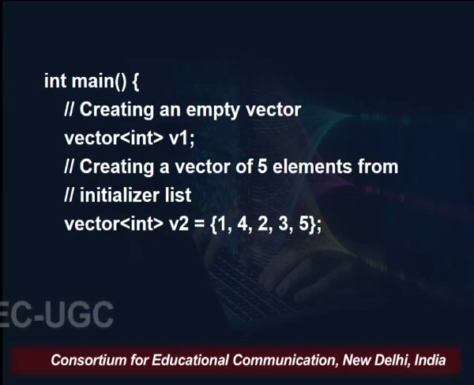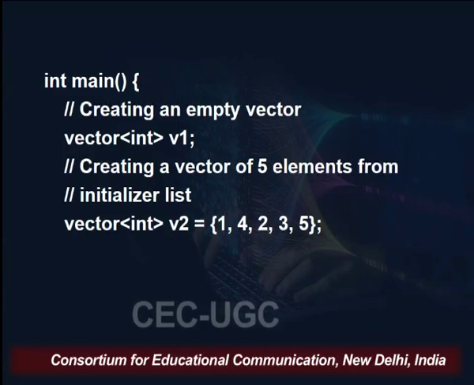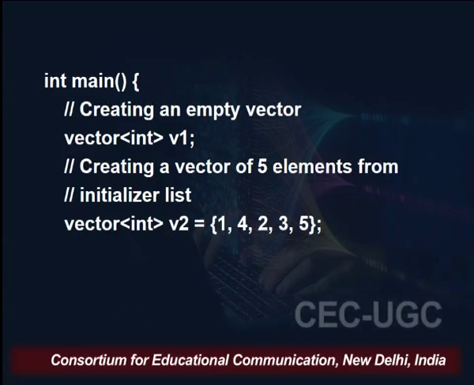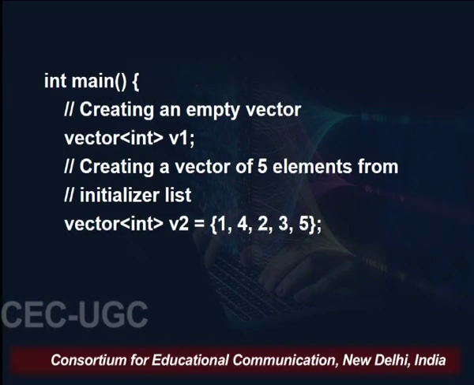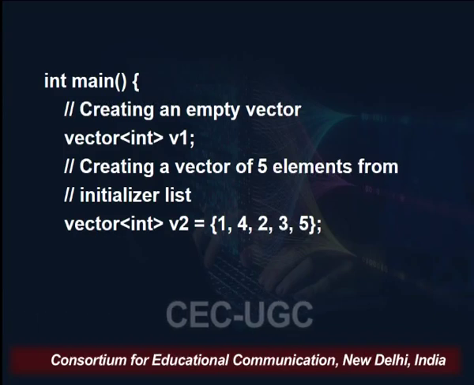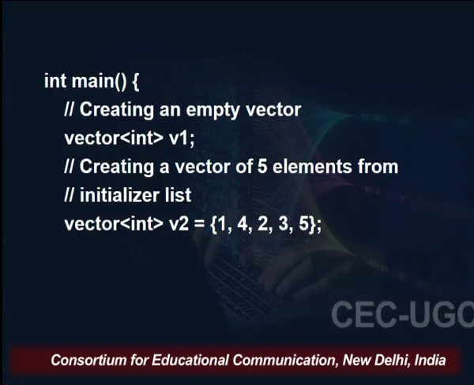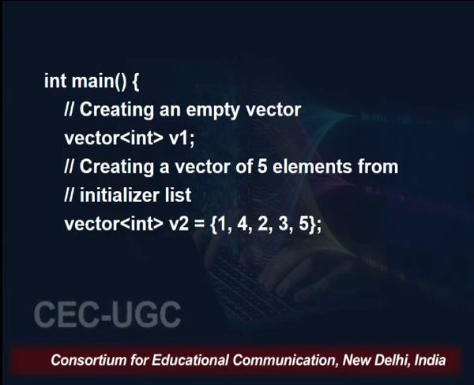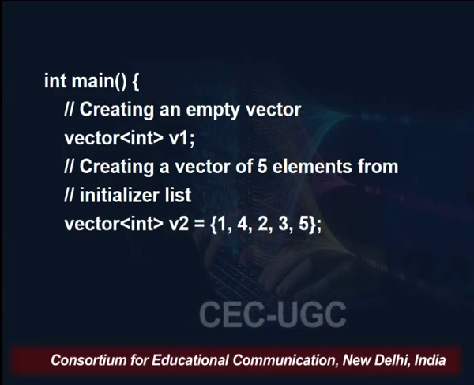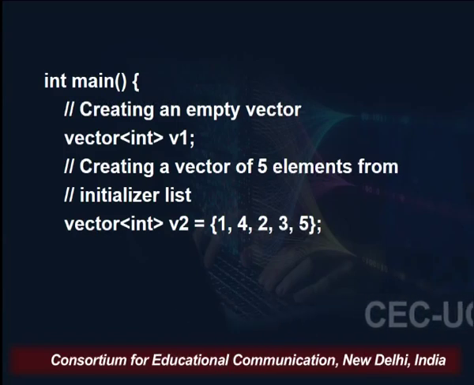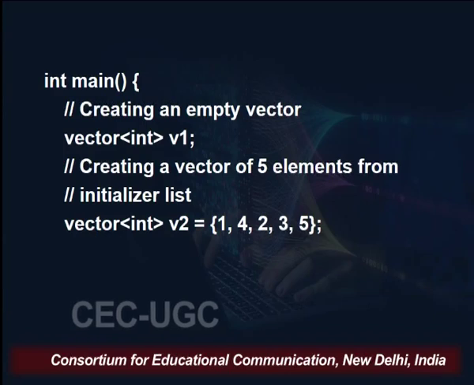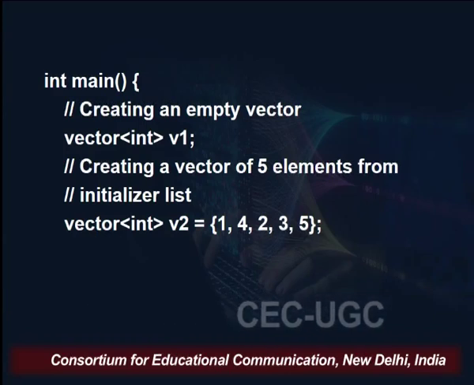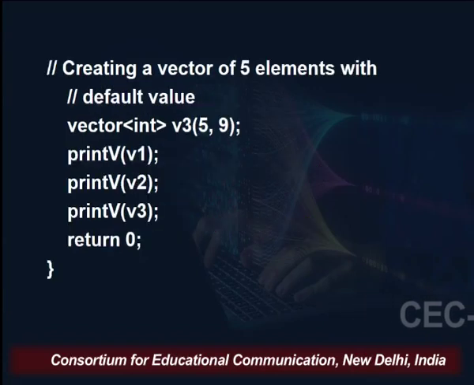Now first of all we have created an empty vector with the name v1, and now we are going to create one more vector of 5 elements, and this is the way in which we are using this initializer list. So vector int, name of the other vector which is v2, is equals to, and 5 elements we have given here. Now we have created one empty vector, another vector with 5 elements, and in order to create that next vector we have used the initializer list.